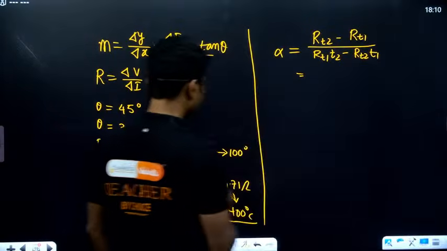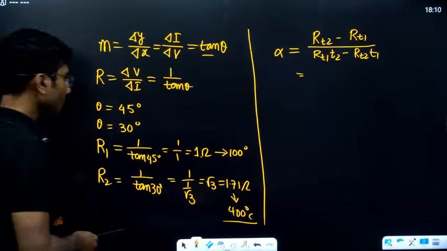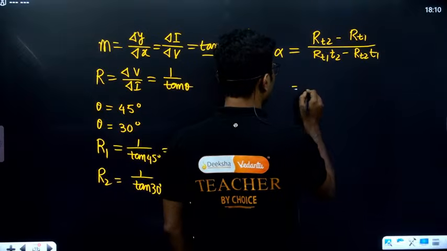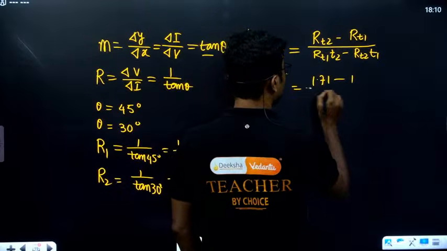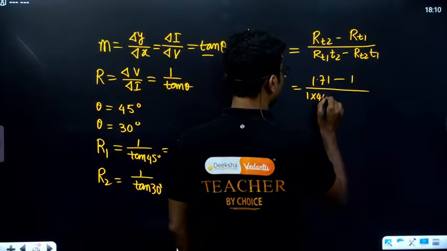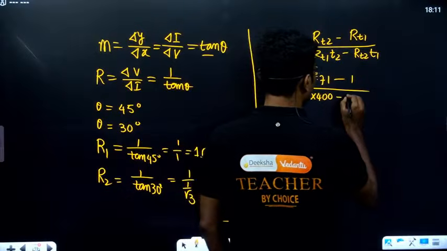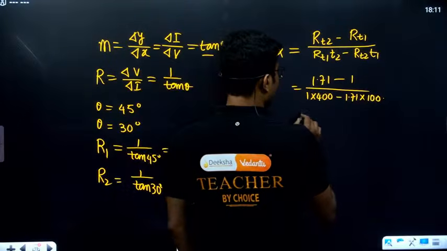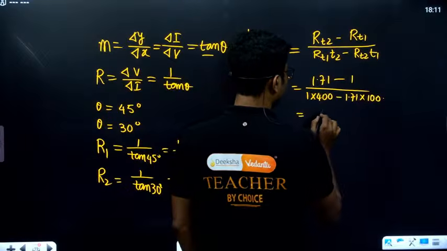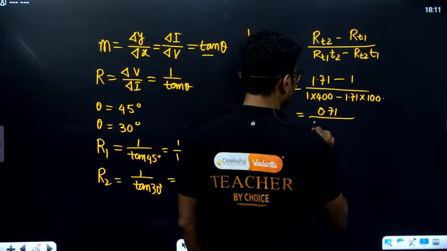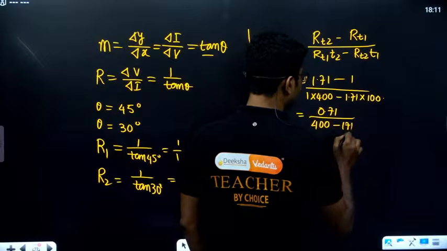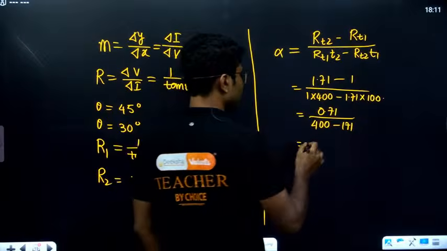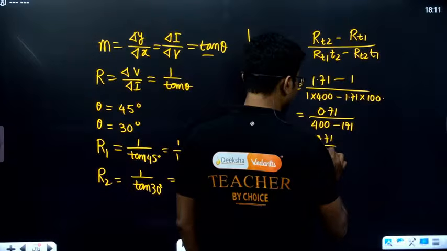R T2 is this one, 400. For 400 it will be 1.71 minus 1 divided by 1 into 400 minus 1.71 into 100. Now let's simplify. It will be 0.71 divided by 400 minus 171. So it will be 230. So 0.71 by 230.